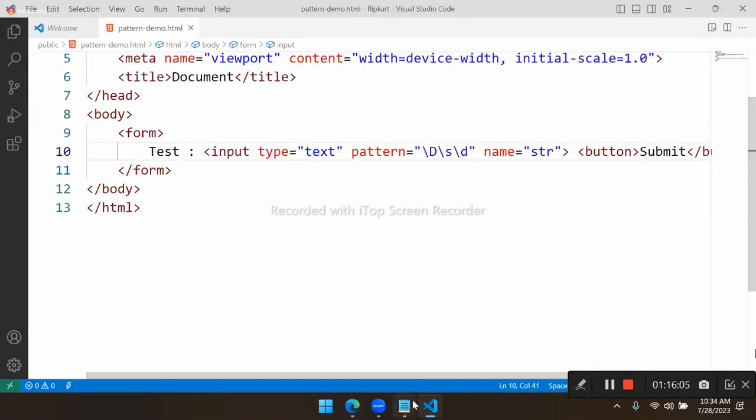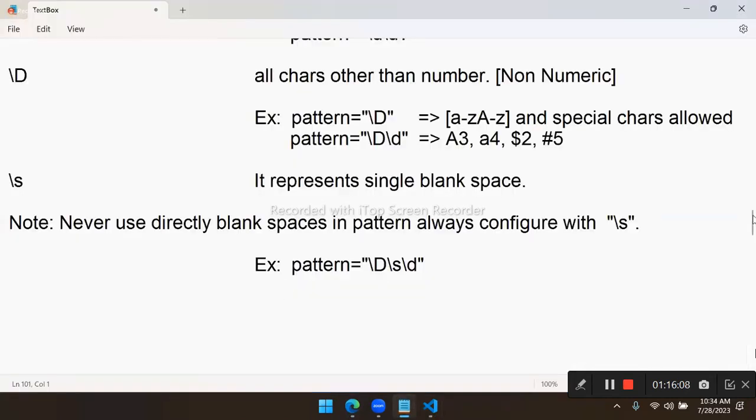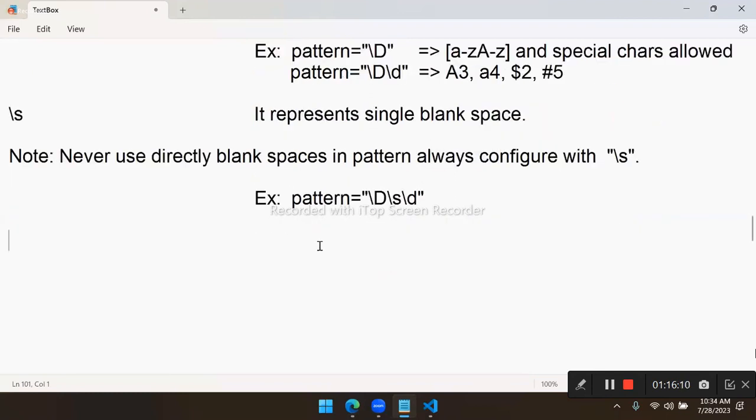This indicates something like A space 4, or $ space 5, like this. That means there must be space between the characters. Next important, we have another meta character, that is \w.